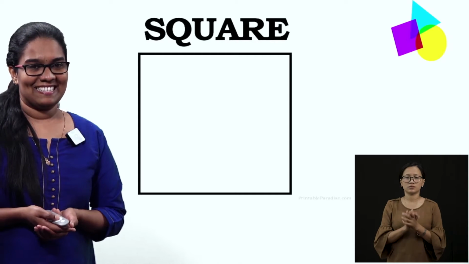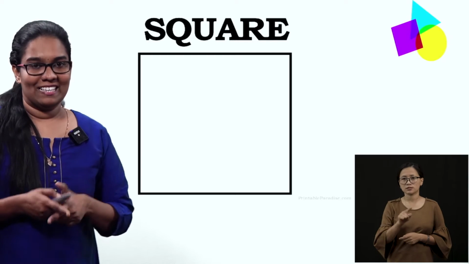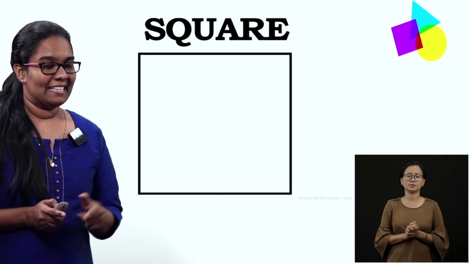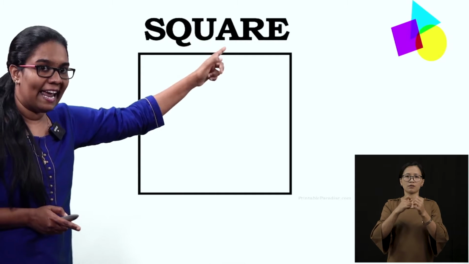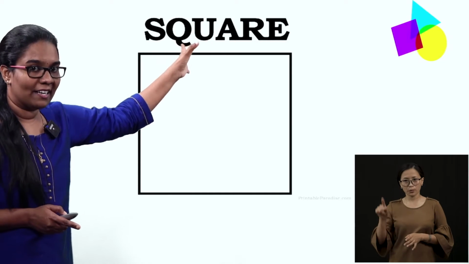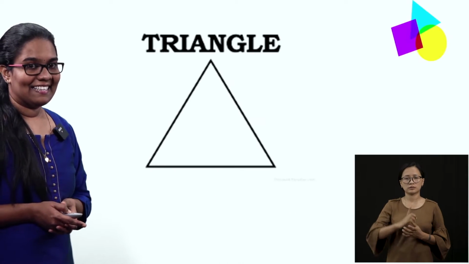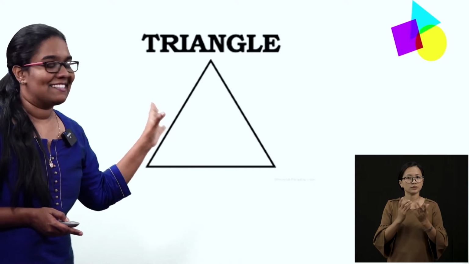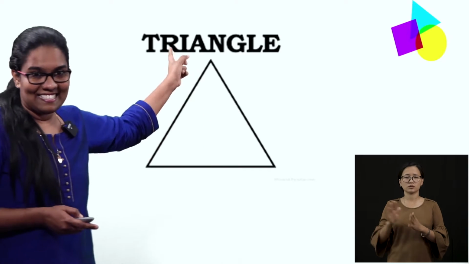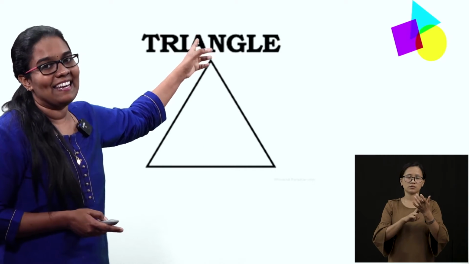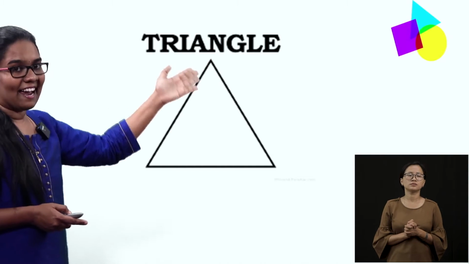Which shape is this? This is a square. The spelling of square is S-Q-U-A-R-E. Then, this is a triangle. The spelling is T-R-I-A-N-G-L-E. Triangle.